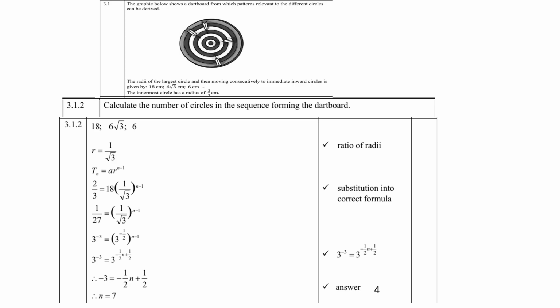And of course, next we can divide by 18 on both sides to get rid of the 18. Then the next step, we take the square root of 3 up, where the square root of 3 is 3 to the power a half. If you take it up to the 1, it becomes 3 to the power negative a half. Just remember your exponential laws there. Then, of course, you multiply negative a half with n, and negative a half with minus 1. And then you get 3 to the power minus 3 equals 3 to the power minus a half n plus a half. Then, of course, you simplify, and you get n equals 7.